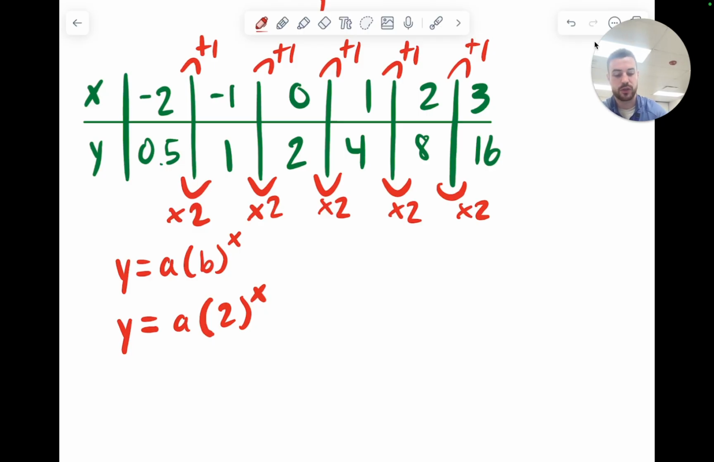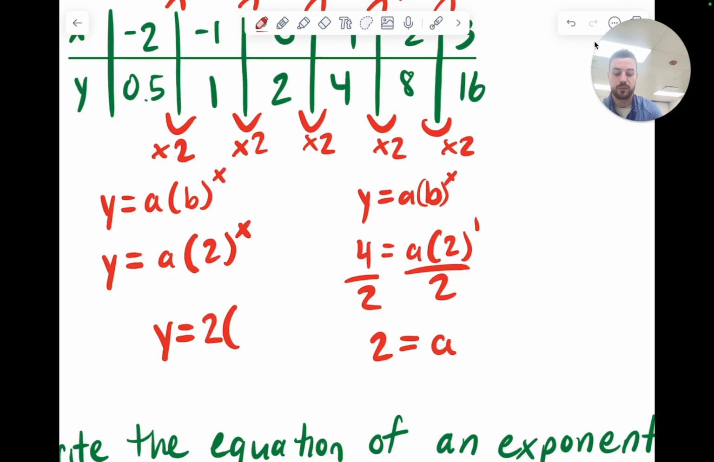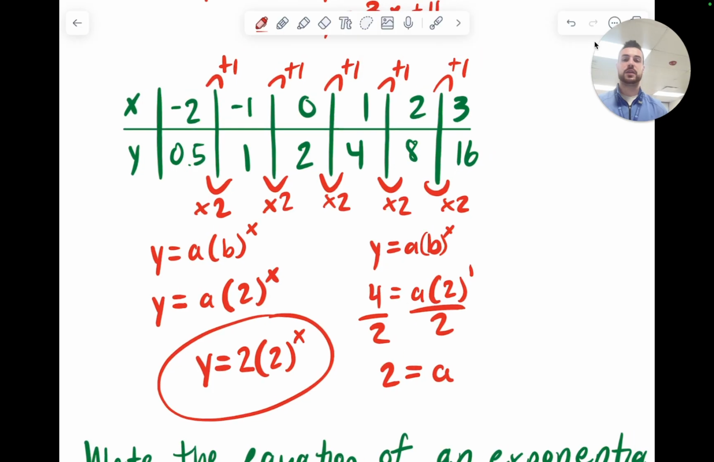However, if we want, what we can do is pick any point from our table, such as this one, (1, 4), and plug it in. So we'll get the y value is equal to a times b to the x. So 4 is equal to a times 2 to the first. If we just simplify and solve here, we can divide by 2 and divide by 2. We get 2 is equal to a. So our equation is going to be y equals our a value, which is 2, times our b value, which is also 2, to the x power. This is the exponential equation for our table listed above.